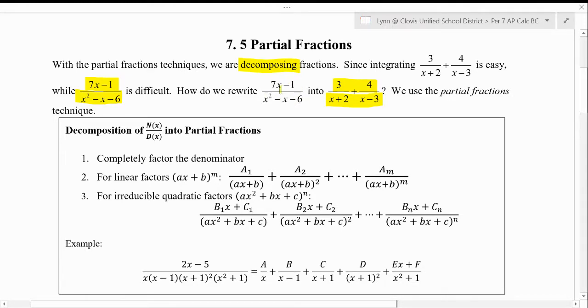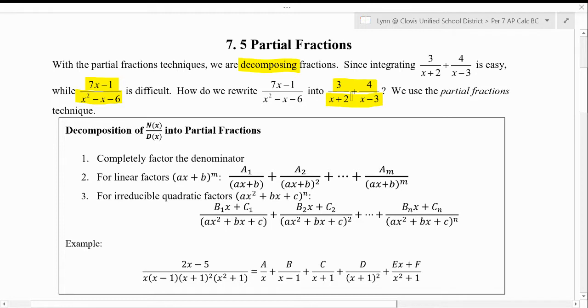And so that's what we're going to be working with. And then why are we doing that? It's because integrating something like 3 over x plus 2 is just using natural log, easy peasy, right? Versus trying to integrate something like that, you'd be like, complete the square, long division, what would I do? And so that is why we do the decomposing of our fractions, so we could be like, cake, it's natural log.